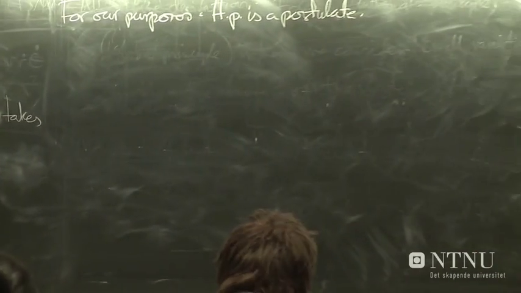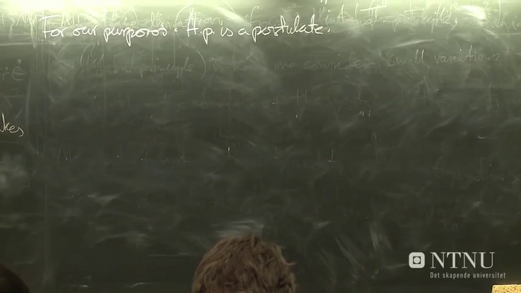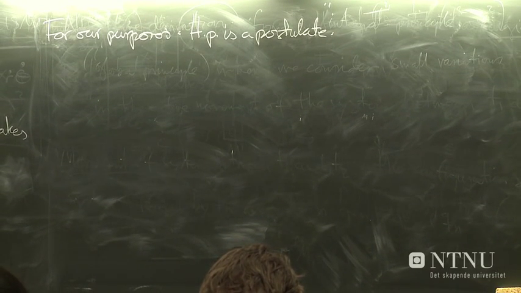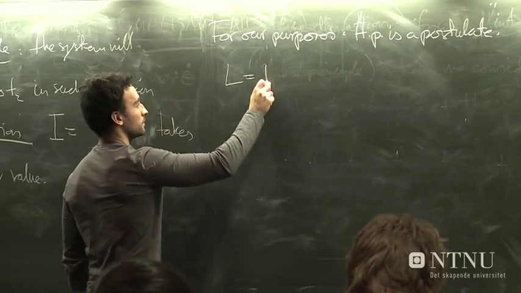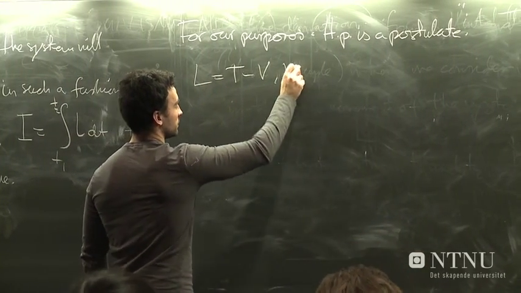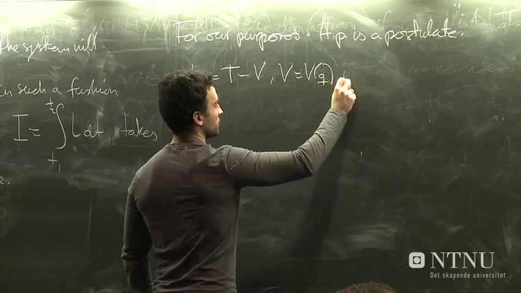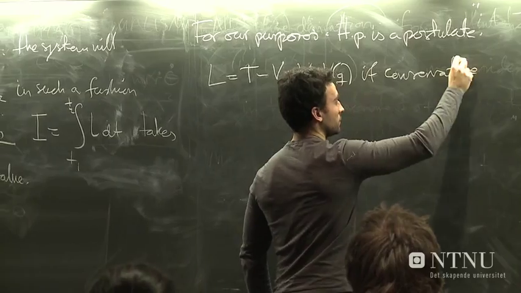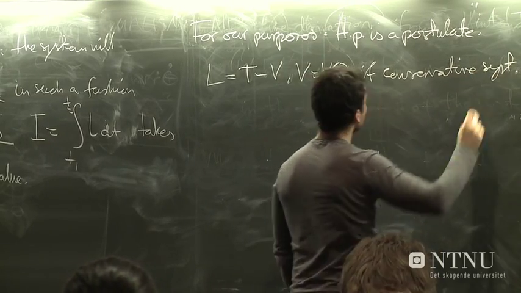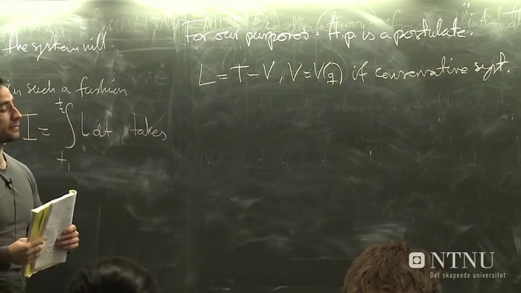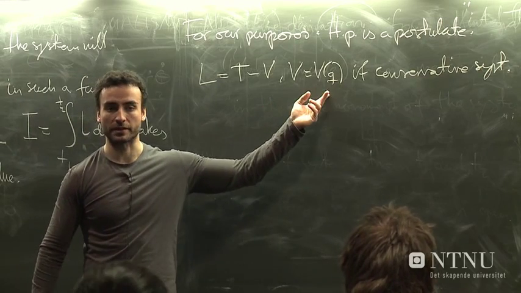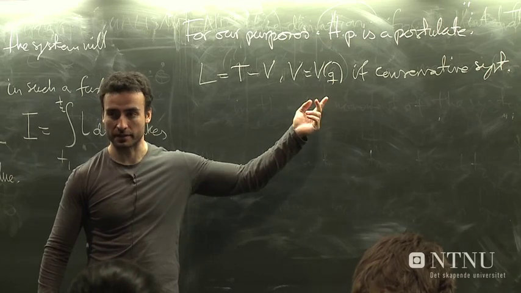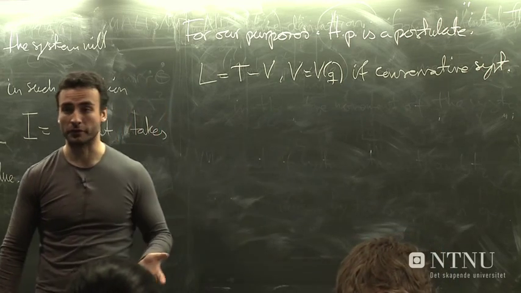HP is Hamilton's principle. So the L here is given as T minus V, where V depends only on the position, on the generalized coordinates, position coordinates Q, if it's a conservative system.